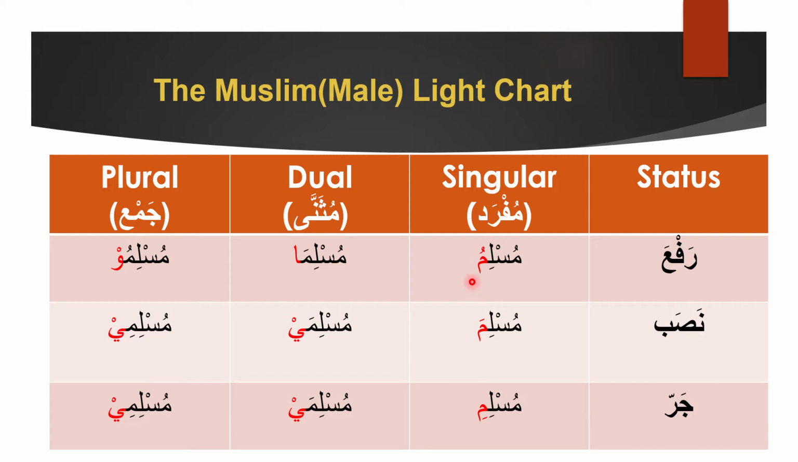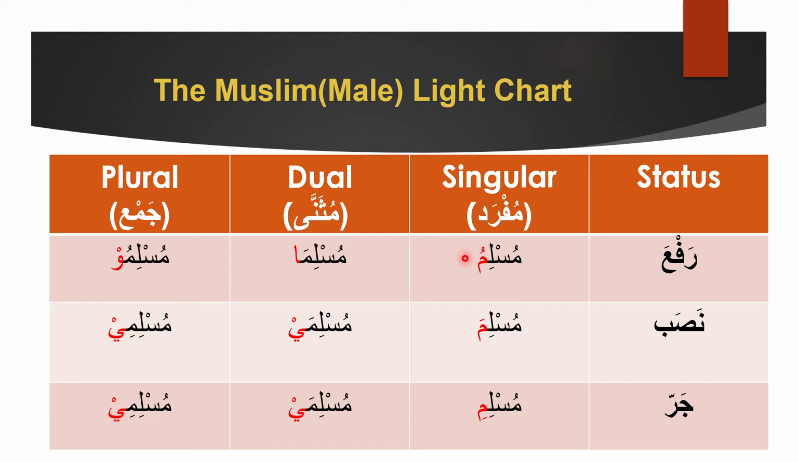So what's the difference? First of all, you notice that none of these words have tanween in them, which means the N sound is taken off. And then the entire noon letter, which produces the N sound, is taken off in both the plural and the dual. And in the singular, the tanween sound is removed, right? That is the only difference. That's what light and heavy means.